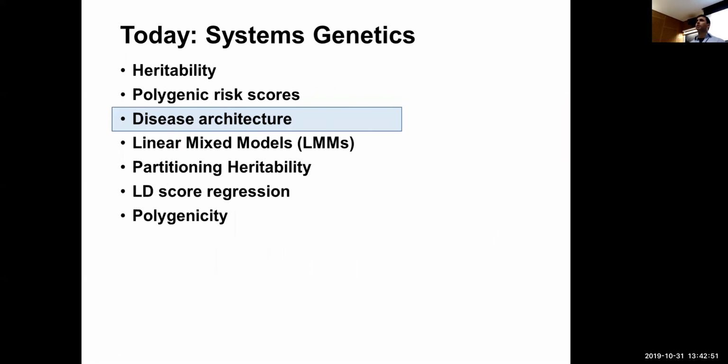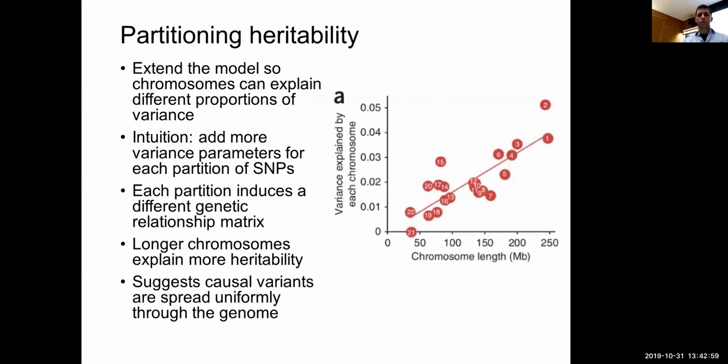So we talked about heritability, we talked about polygenic risk scores. Let's now see how the two together can help us understand disease architecture. And in particular, we're gonna use that trick that we discussed earlier of partitioning heritability. We're basically gonna say, how much heritability do I have for different portions of the genome? And one very simple way of partitioning the genome is by chromosome. So how much heritability do I have in chromosome 1, in chromosome 2, in chromosome 3, chromosome 4, chromosome 5, chromosome 6, 7, 8, 9, etc. What do you notice here?